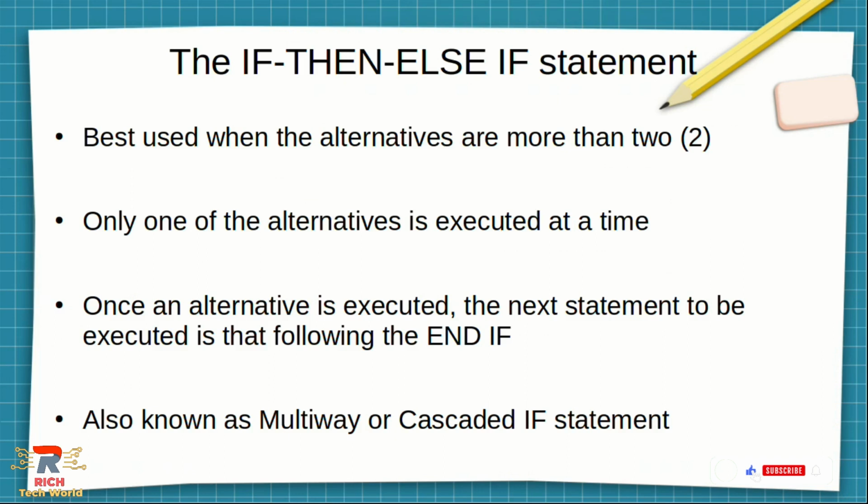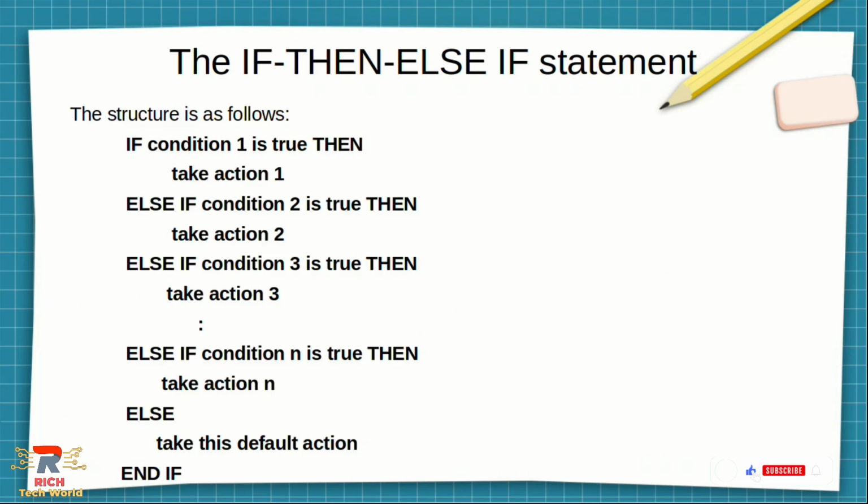Also, the if then else statement can be called the multi-way or cascaded if statements. Let's take note of that, and let's look at a structure. If condition 1 is true, then take action 1. Else if condition 2 is true, then take action 2. Else if condition 3 is true, then take action 3, and so on and so forth, as many as you have, depending on the type of program you are writing or the number of conditions you have. You write them accordingly.